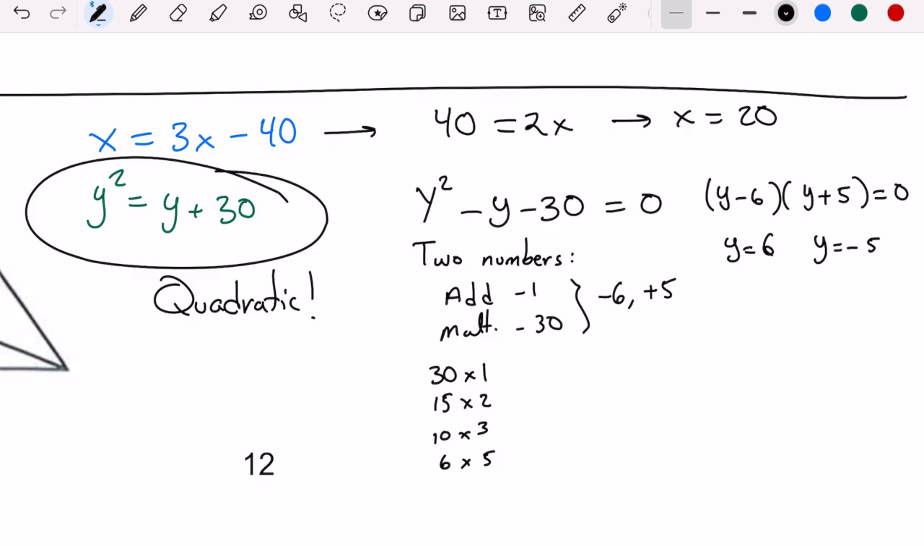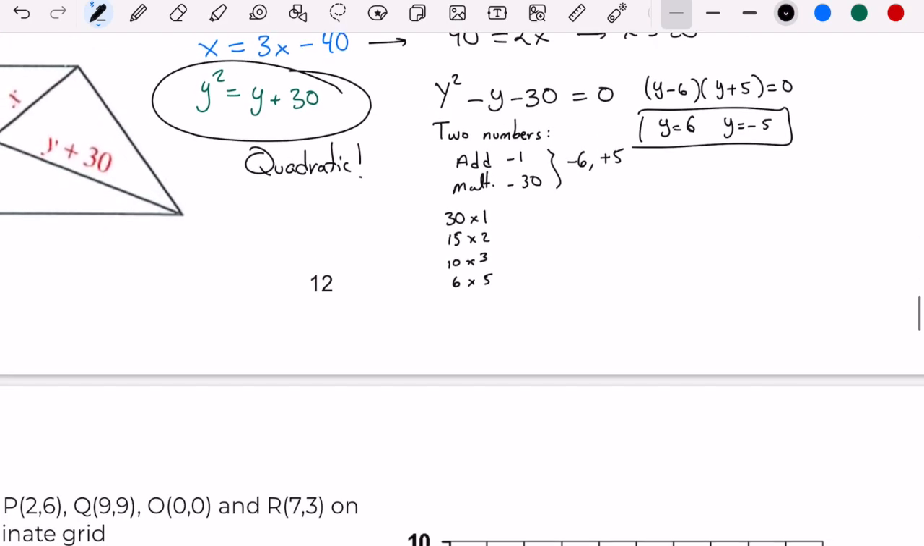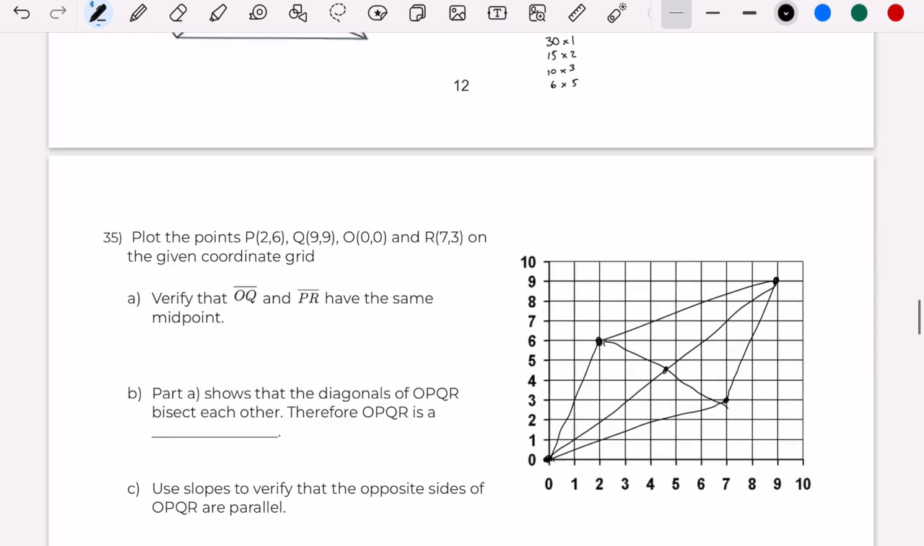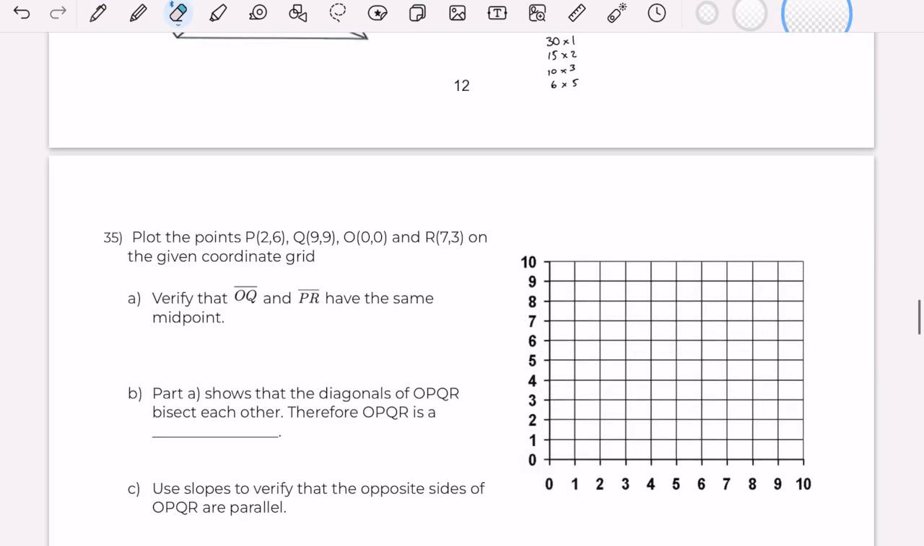But I have a question for you kids. No, I have no question for you. These two are answers. Beautiful. Congrats. Excellent. Let's move on.